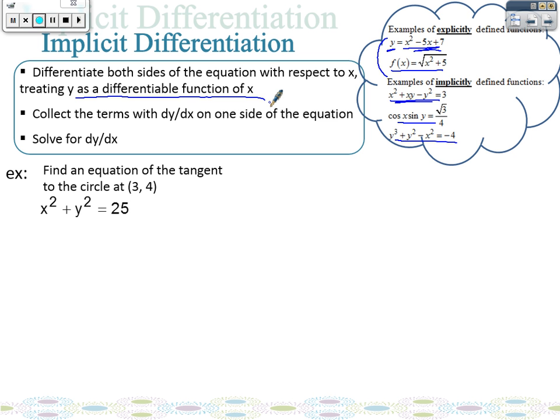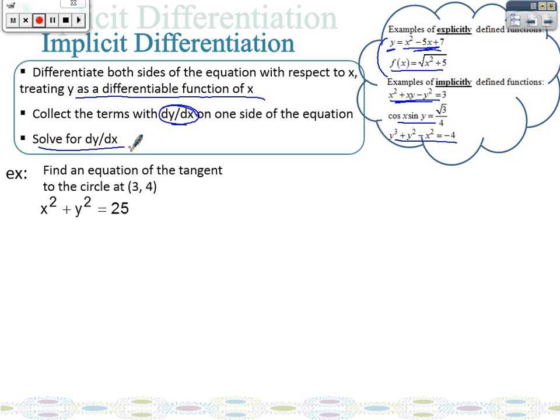The second step is we will collect the terms with a dy dx on one side of the equation. I like to refer to this as tagging the term. We tag it with a dy dx, and as we go through, I'll explain when we would do that. And our last step would be to solve for dy dx. So we're going to get an expression or equation. It's going to say dy dx equals stuff, like x's and y's over there, instead of just x's. So we will get an implicitly defined derivative.